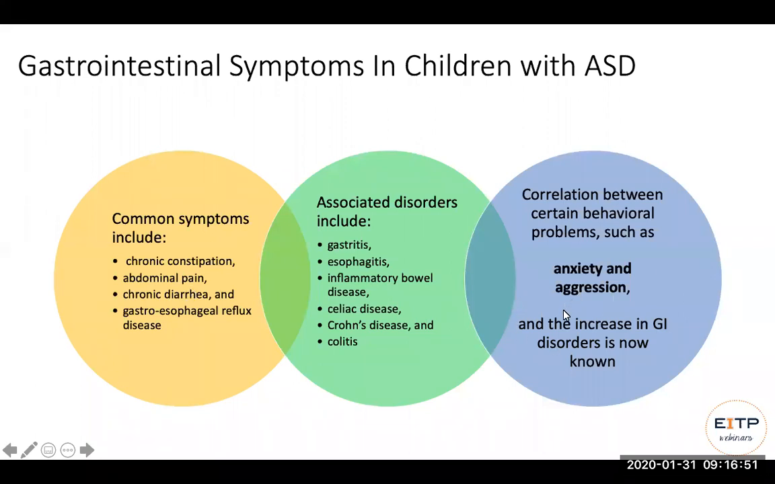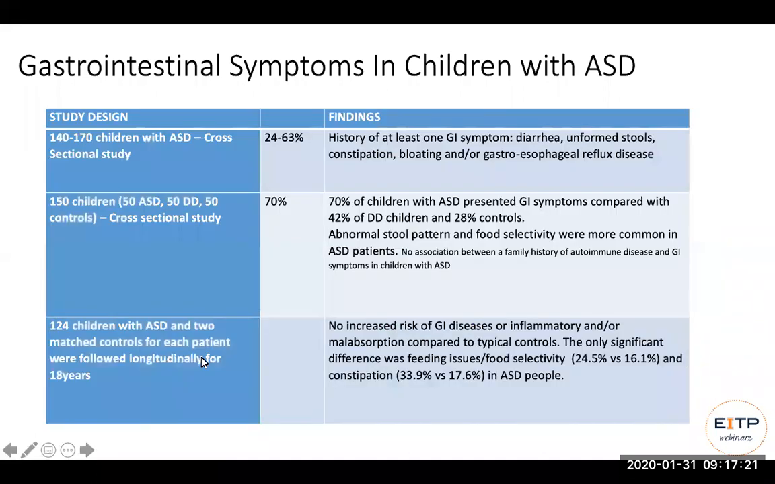Something that I want to say is that there's a big correlation between behavioral signs such as anxiety, aggression, and dysregulation, and the increase in the frequency of gastrointestinal disorders. So it's really important for all who work with these children, if there are gastrointestinal symptoms, to try to deal with them. First with the primary care physician, but if it's a more complicated condition, which often is in kids with autism, they may need to be referred to a specialist.